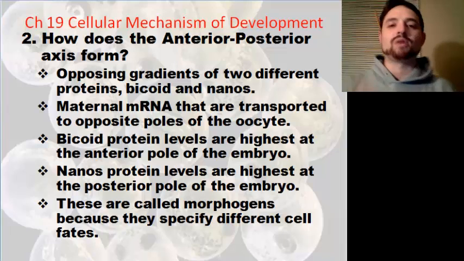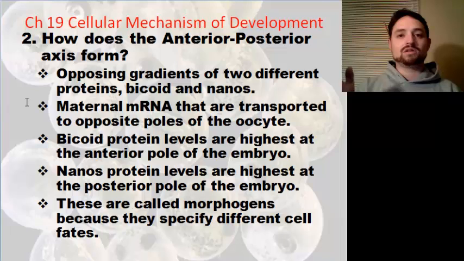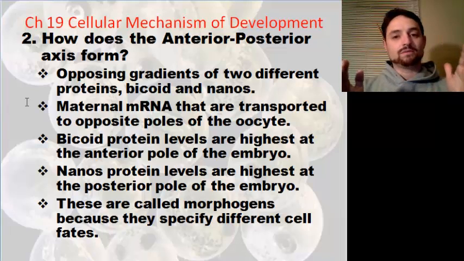So how does the anterior-posterior axis form? Let's start with that one. You've got opposing gradients of 2 different proteins, bicoid and nanos. Of course, for bicoid and nanos to be produced, there has to be mRNA, and that mRNA is maternal in this case. The maternal mRNA is transported to opposite poles of the oocyte, or the egg cell. So you've got an egg with the maternal mRNA there, and you transport the bicoid mRNA to one side, nanos to the other.